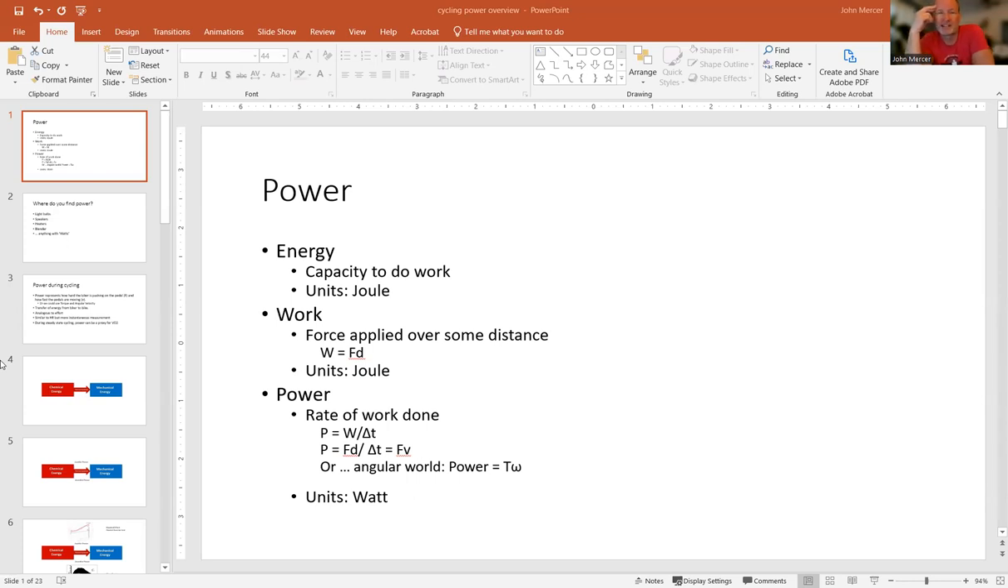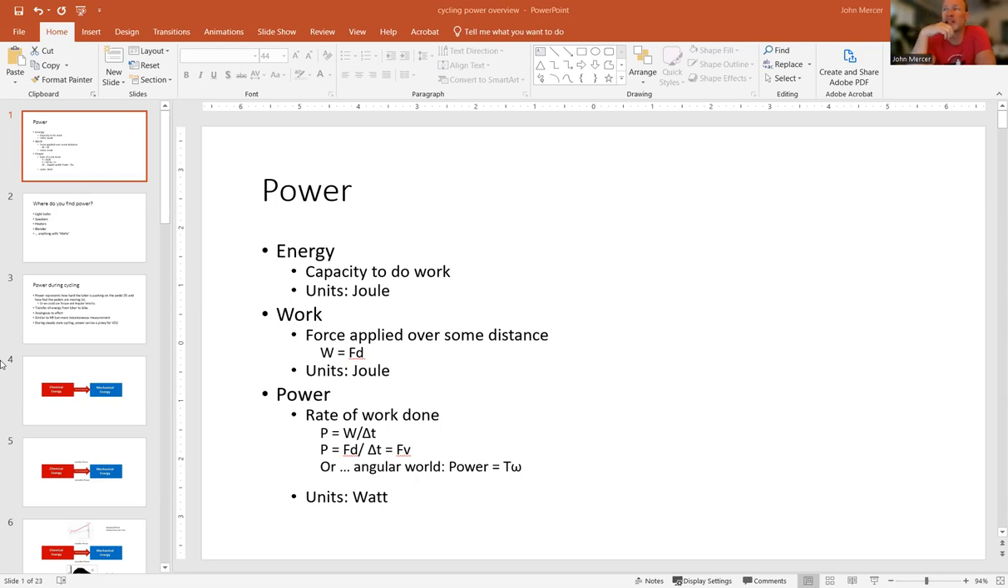Power is how fast work is done, how fast we're applying a force over some distance. So power, equation-wise, is work over delta T, how fast work is being done. Or we can break that down into force times distance divided by delta T. And hopefully you see the D over delta T as velocity. So another way to calculate power is to use the equation force times velocity. Still units of watts for that, regardless if we're using work over delta T or force times velocity.